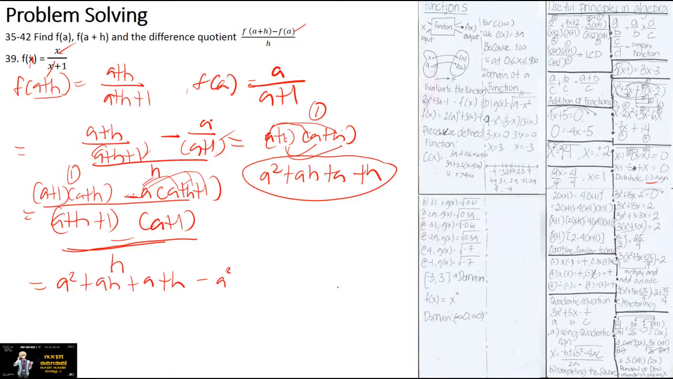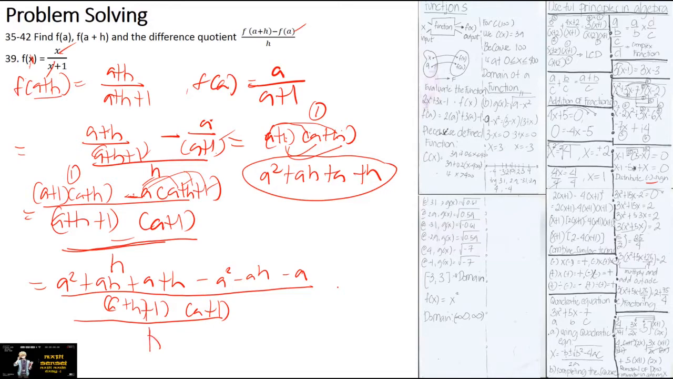Okay, so yun pa rin yung denominator natin, a plus h plus 1, a plus 1 divided by h. Okay. Parehas to a squared, positive, negative, cancel. Positive, negative, cancel. Positive and negative a, cancel. So, matitira h, no?